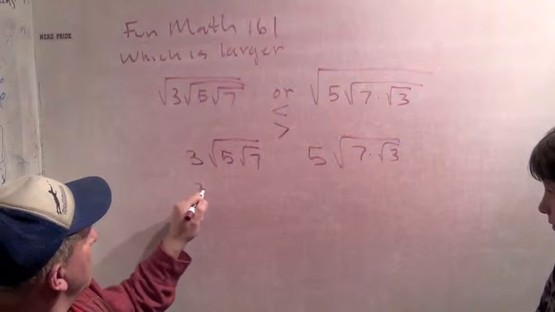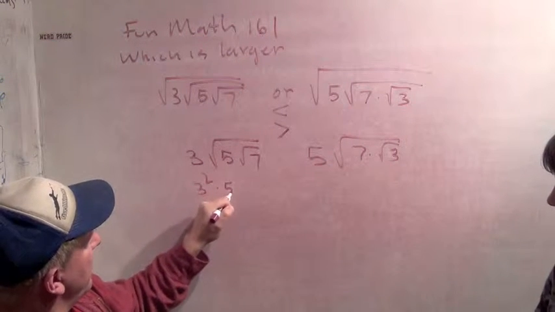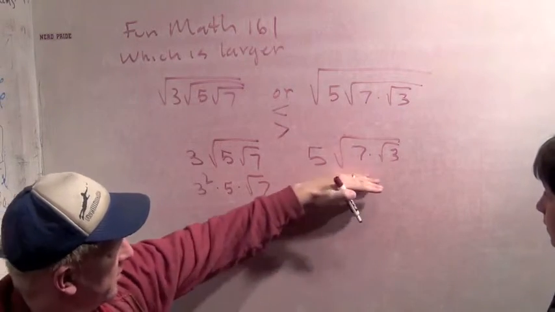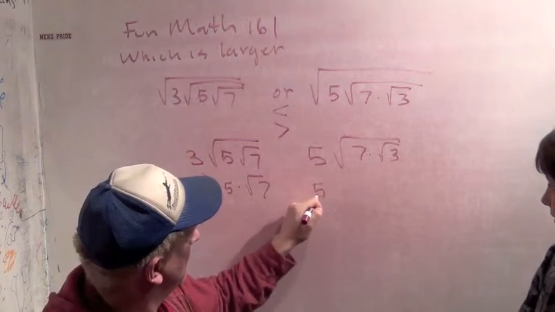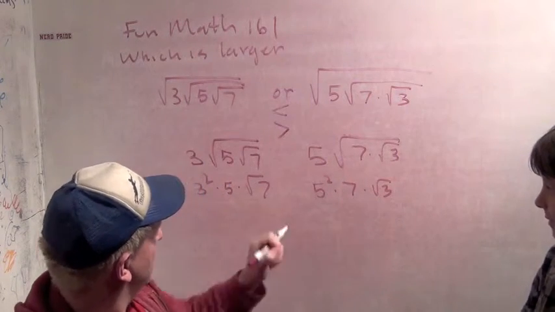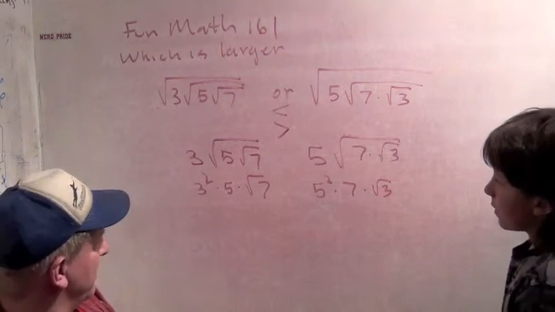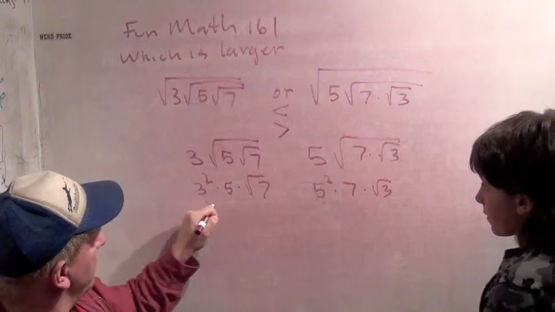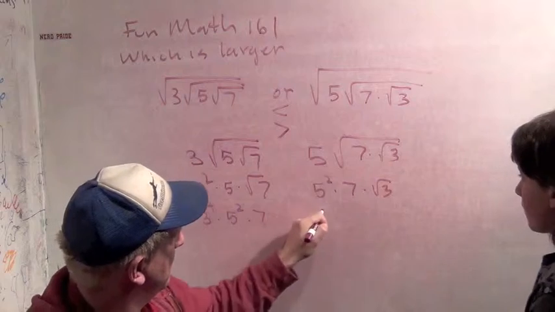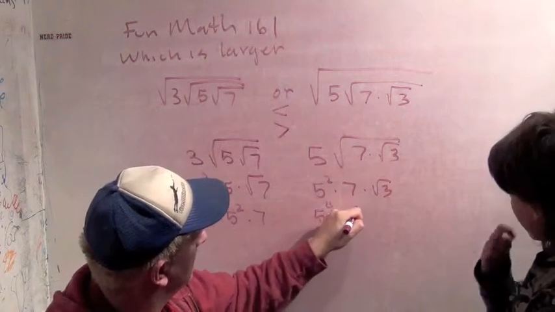Okay, I'm going to write that as 3 squared times 5 times the square root of 7. What do I get when I square this side? 5 squared times 7 times the square root of 3. Okay. Square it again. What do I get when I square this side? You get 3 to the 4th times 5 squared times 7. And 5 to the 4th times 7 squared times 3.